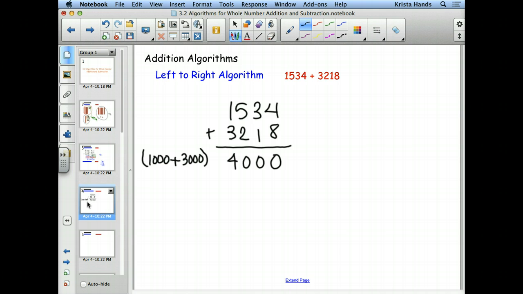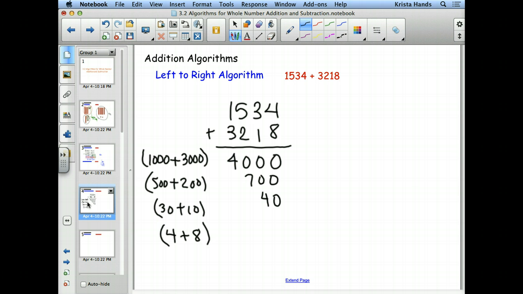So we did the first column. And then we do the second column. We have 5 plus 2, but that's really 500 plus 200, which gives me a total of 700. And then I do the third column, the 3 plus the 1, which is really 30 plus 10, and 30 plus 10 is 40. And then there's that 4 and the 8 that we had on the previous problem, 4 plus 8, which would give me 12. And 12 is really 12, so it goes in the ones place and in the tens place.